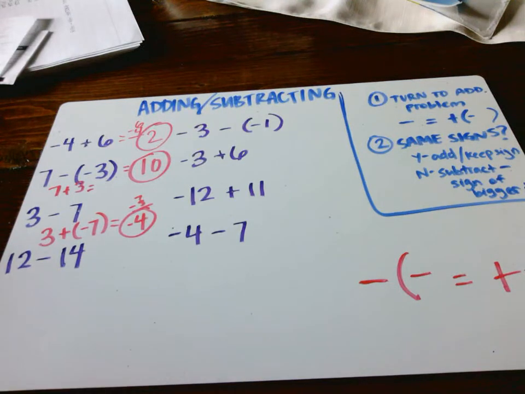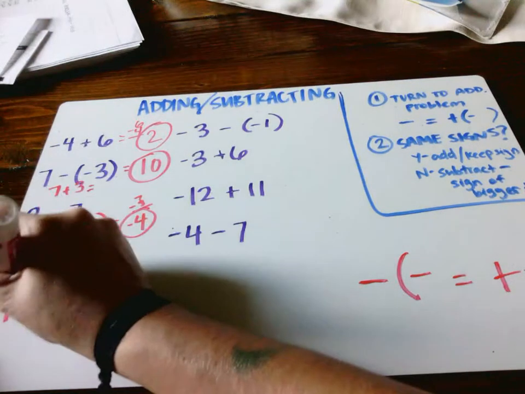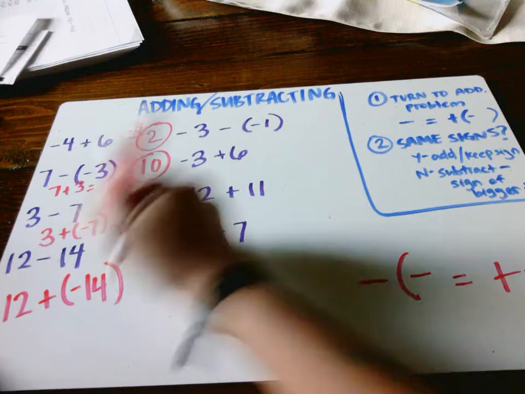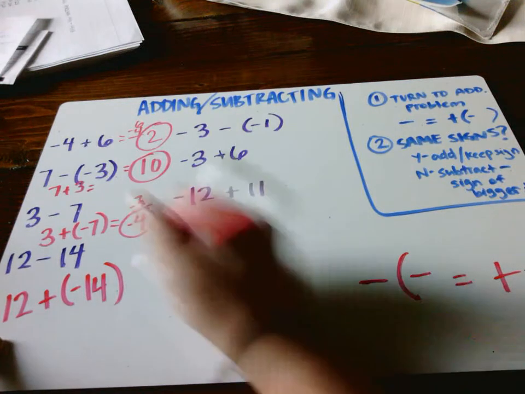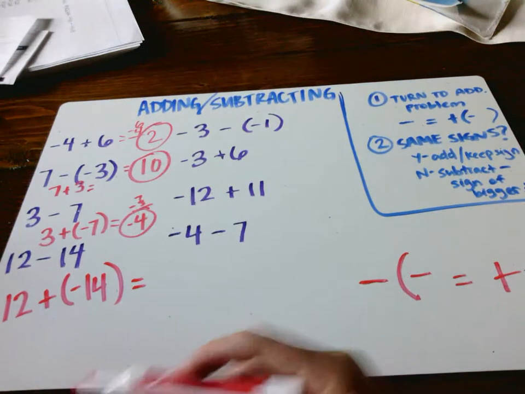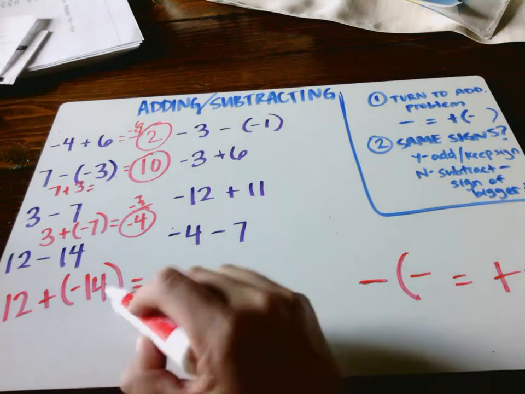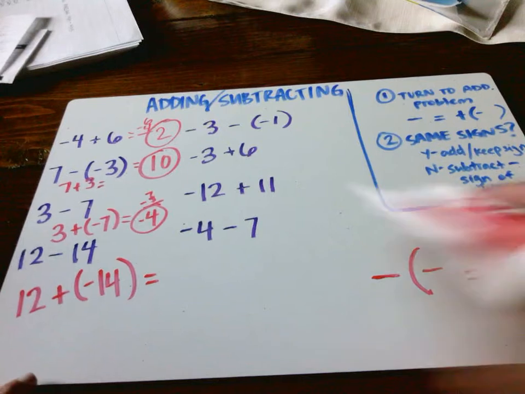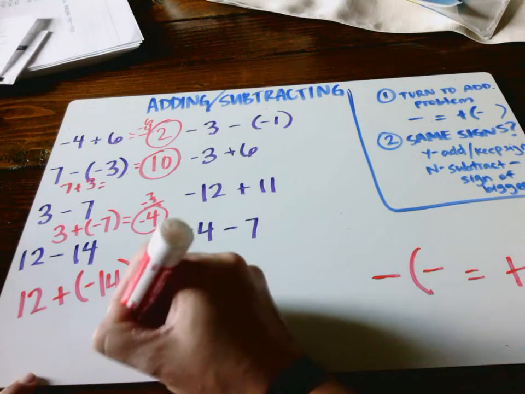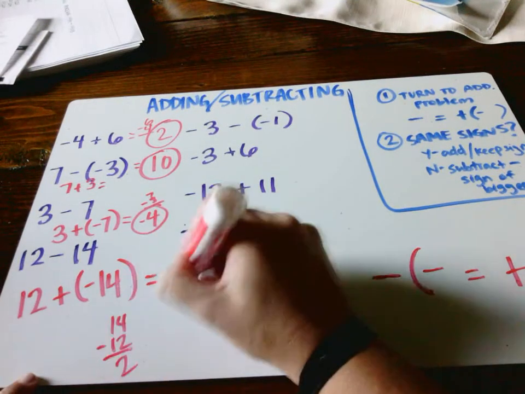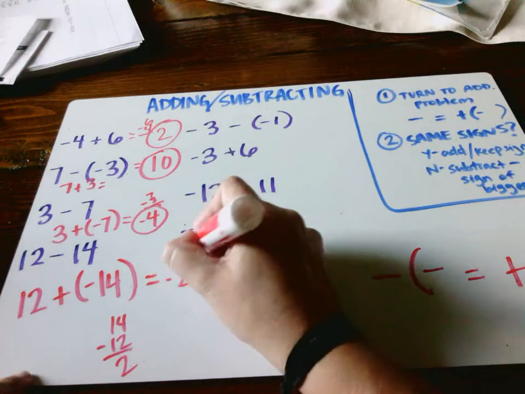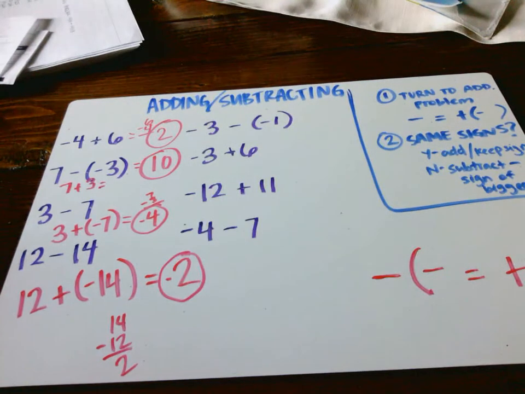12 minus 14. Again, I'm going to want to turn this into an addition problem. Subtracting is the same thing as adding a negative number. So I'm going to trade that. Now I ask myself, do they have the same signs? Well, I've got a positive and I've got a negative. So the answer is no, they do not. So I subtract. So 14 minus 12 equals 2. And I keep the sign of the greater number, which is that 14. So it's going to be negative.